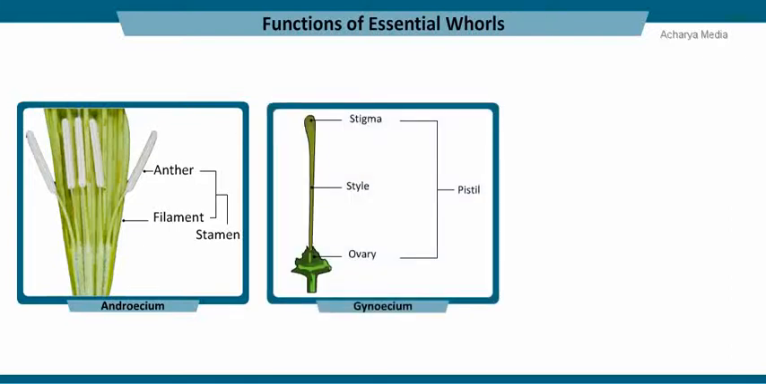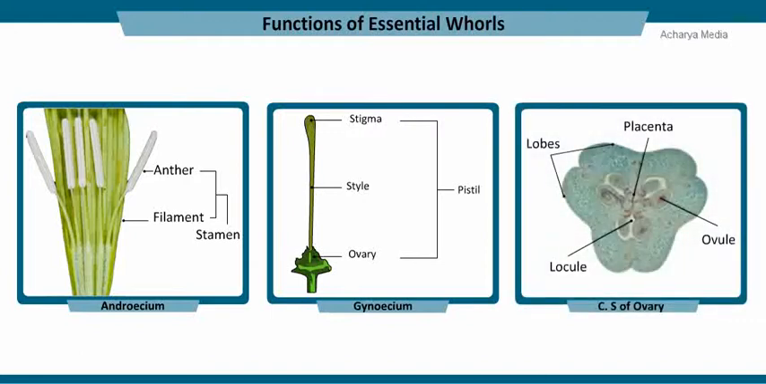Gynoecium. Gynoecium or pistil is made of ovary, style, and stigma. Ovary is a basal part of gynoecium attached to the thalamus. Ovary has a pipe-like extension called style. Tip of the style ends in a sticky stigma. Stigma helps in receiving the pollen grains. Ovary consists of ovules, otherwise called megaspores. Ovules are attached to the ovary by placenta.